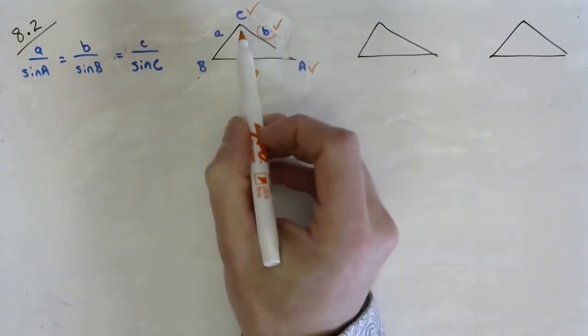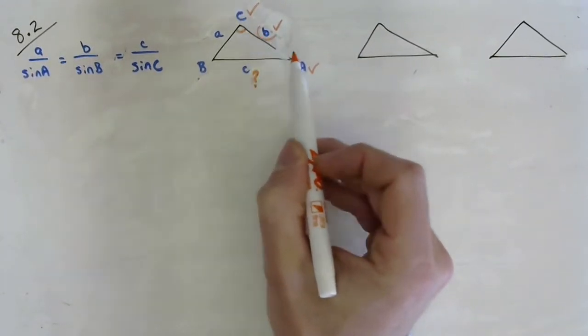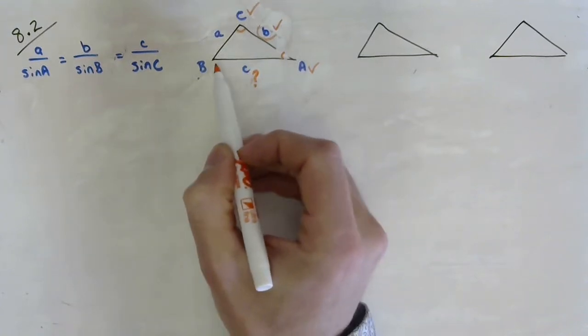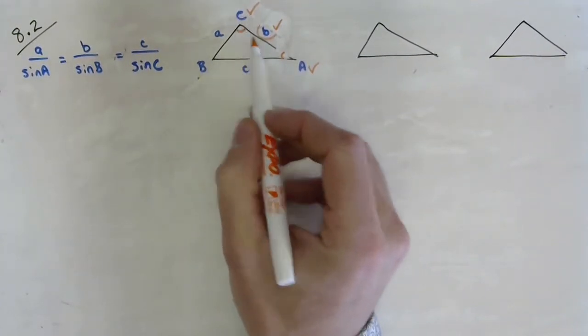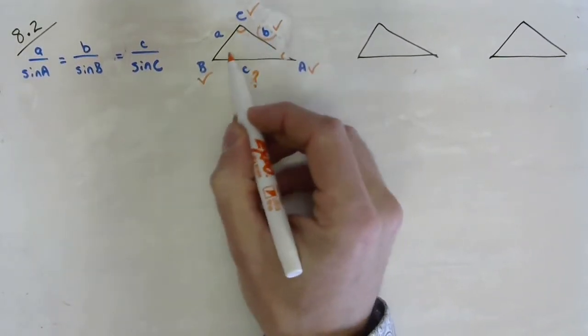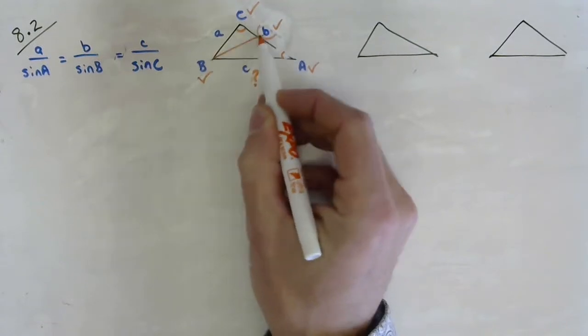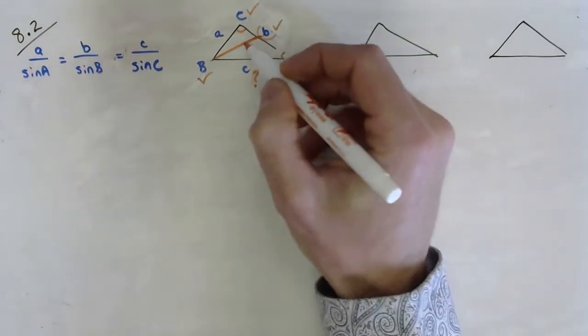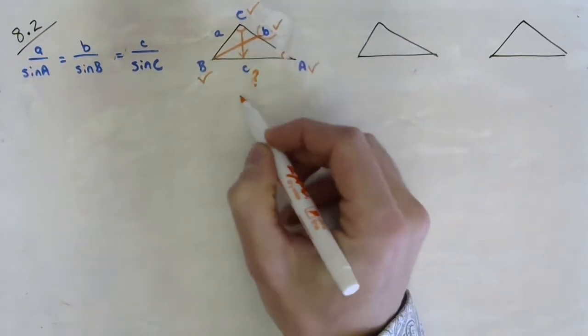But look what I do have. I have two angles, which means that I actually do have angle B. So I would first use my sum of interior angles to get angle B. Then I could use this completed ratio, B over sine B. And then I could solve for side length C.